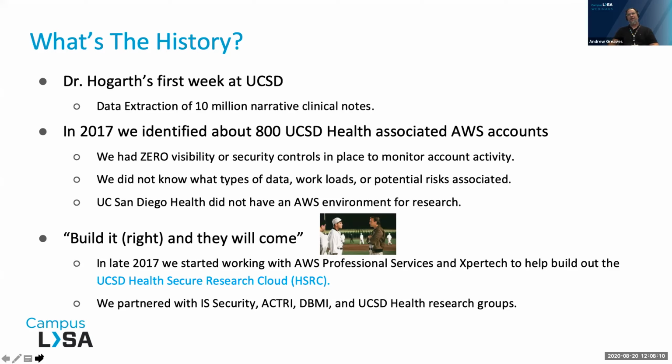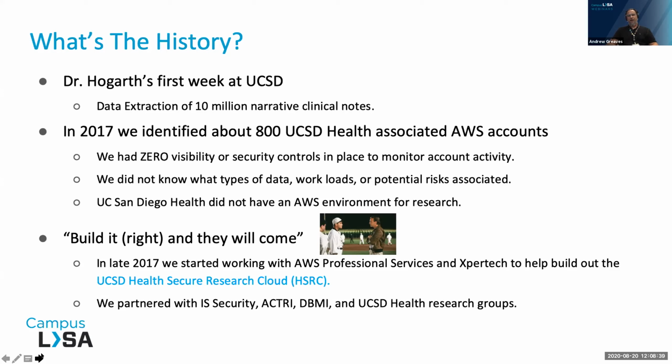So in parallel with Mike's story, around that same time, we were brought together to do some risk assessment. And one of the things that was presented to us was, hey, by the way, you have about 800 UC San Diego Health associated AWS accounts. Now we have zero visibility, no security controls, no monitoring from a centralized standpoint in those accounts. We didn't know what type of data or workloads or potential risk were associated with those accounts.